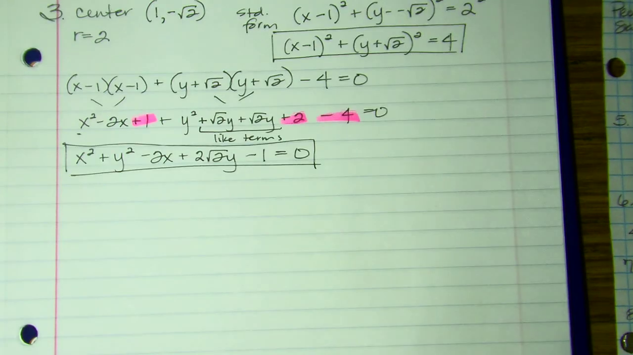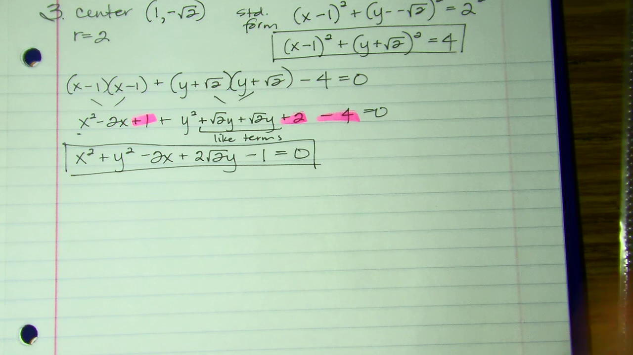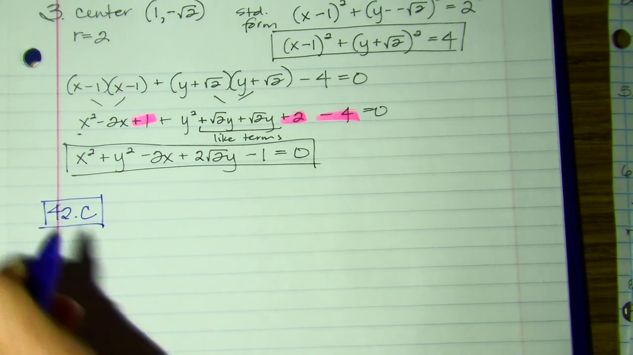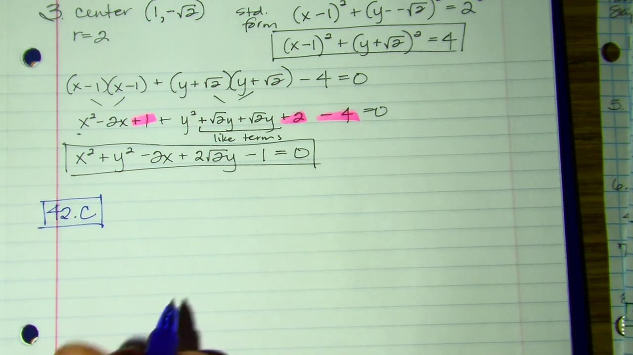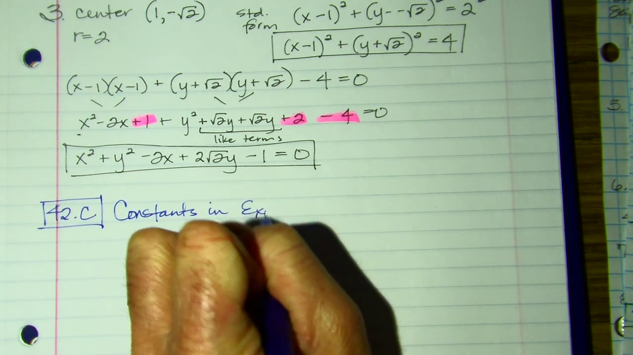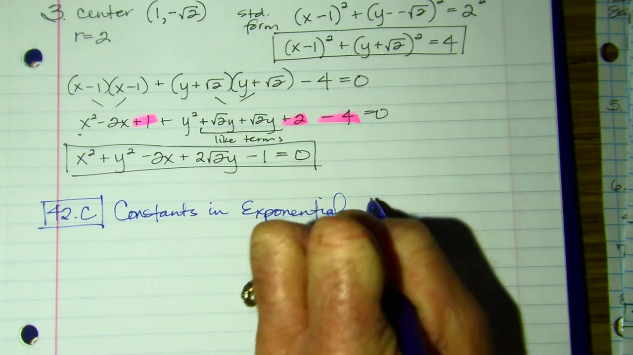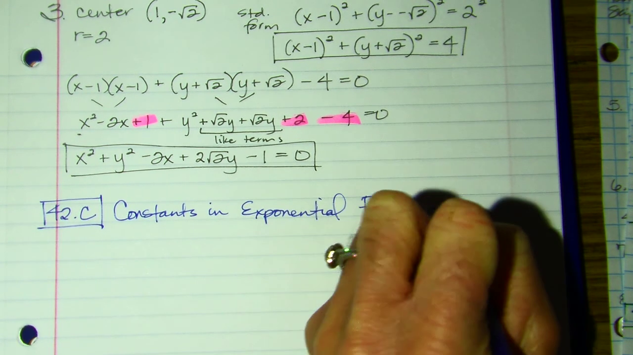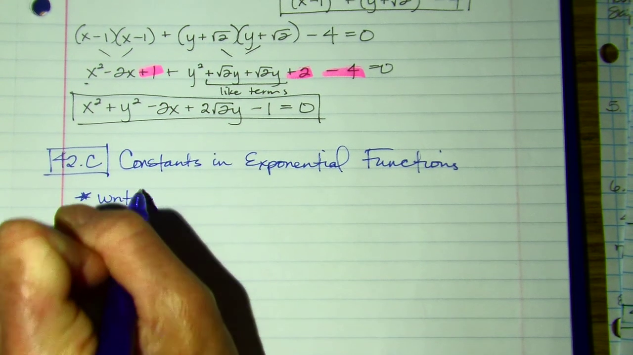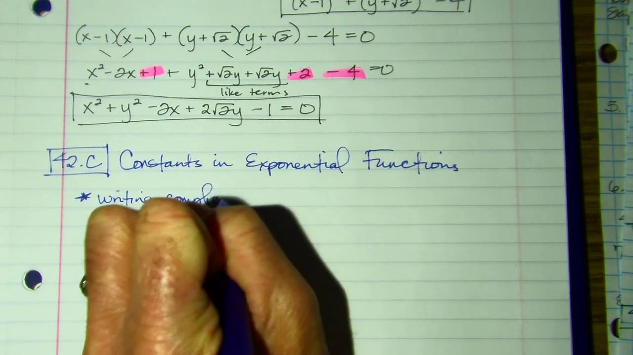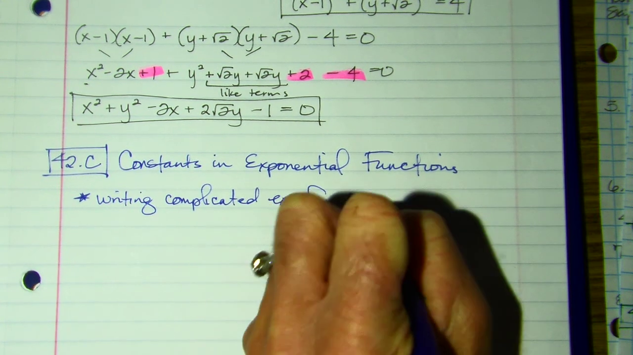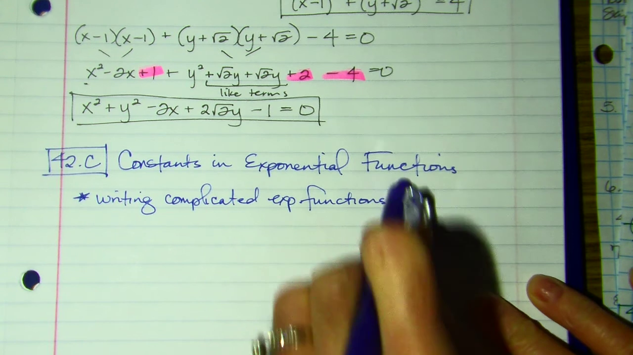All right, we are going to move on to the next part of this lesson, which is 42.C. And I'm going to actually do it on graph paper because we are going to be graphing. But this is looking at constants in exponential functions. And the purpose of this section is writing complicated exponential functions in a familiar form.